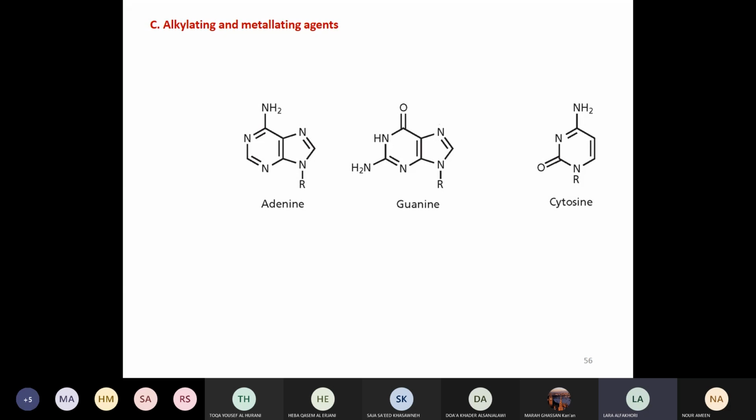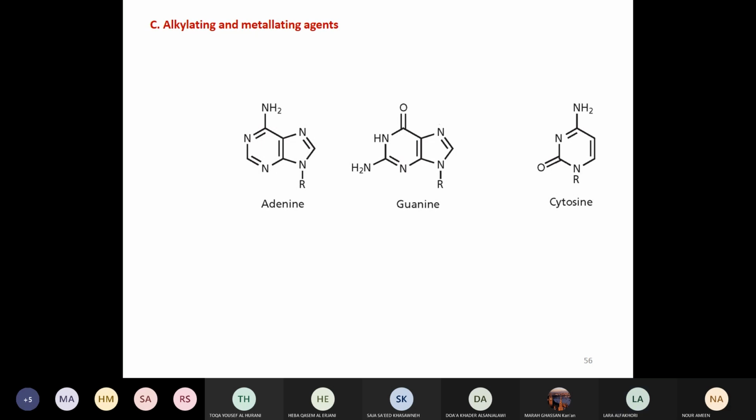And what is their target? Will they form non-covalent interactions, or do you think covalent interactions? Since they are adding alkyl groups, regardless of the structure or the length of that alkyl group, they are attaching an alkyl group to DNA. So the kind of bond they form with DNA is a covalent bond.